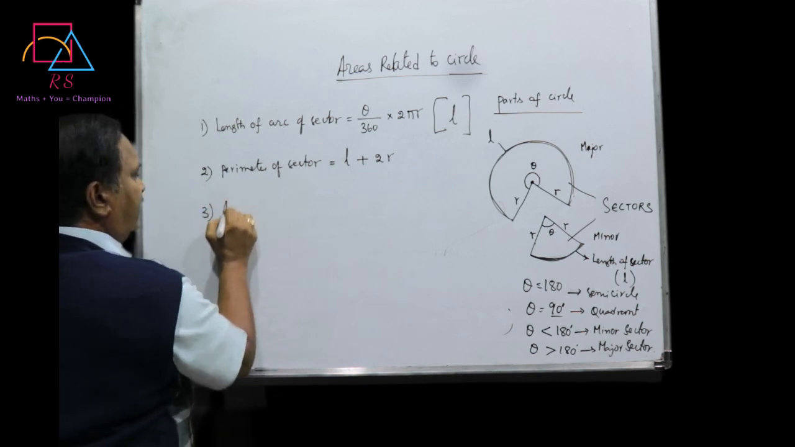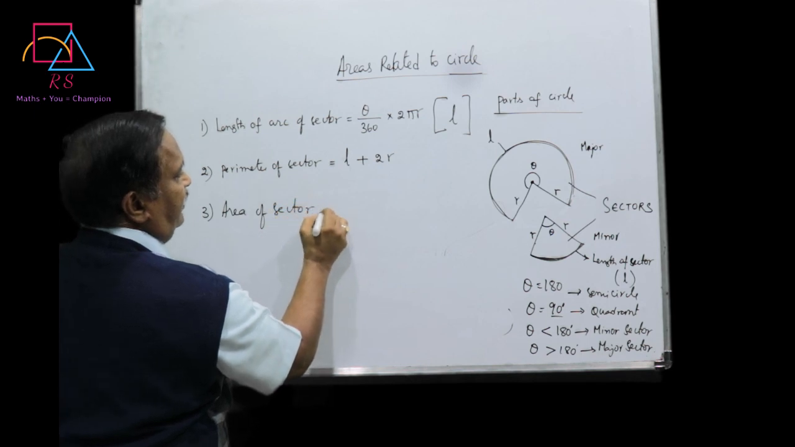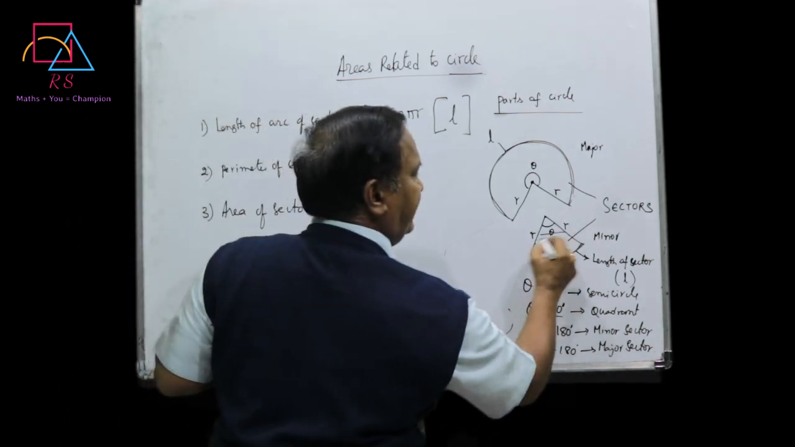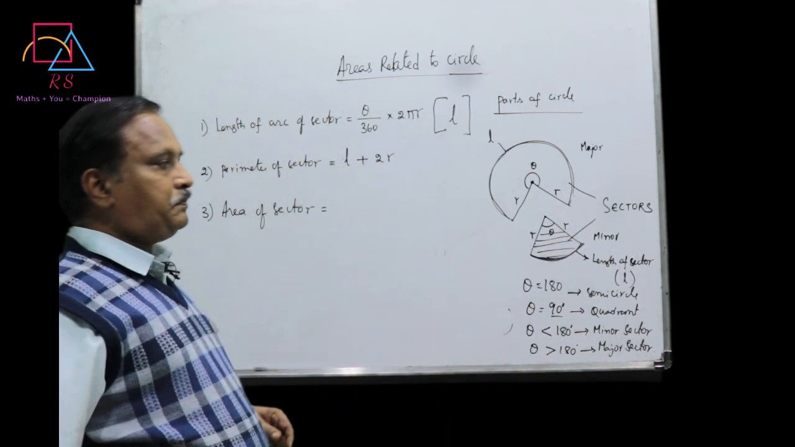Now the third one, you can find the area of the sector. Area of the sector means this entire area. This is also a part of the circle's area.